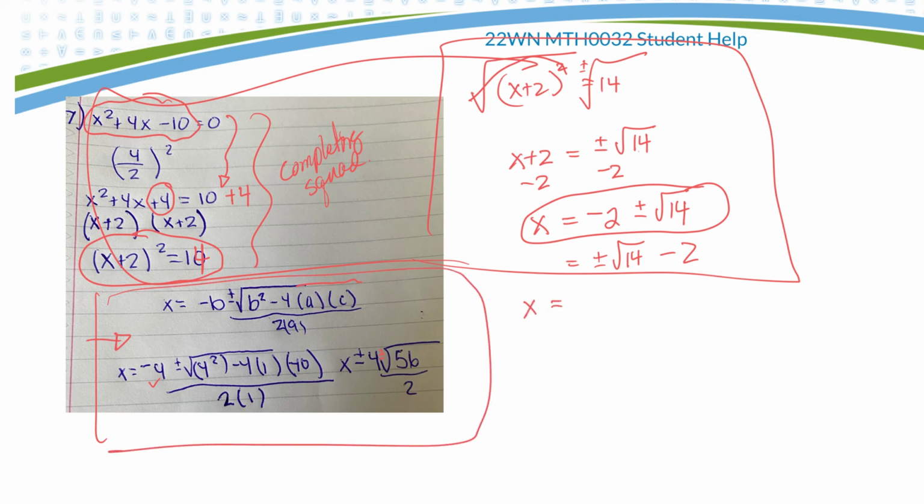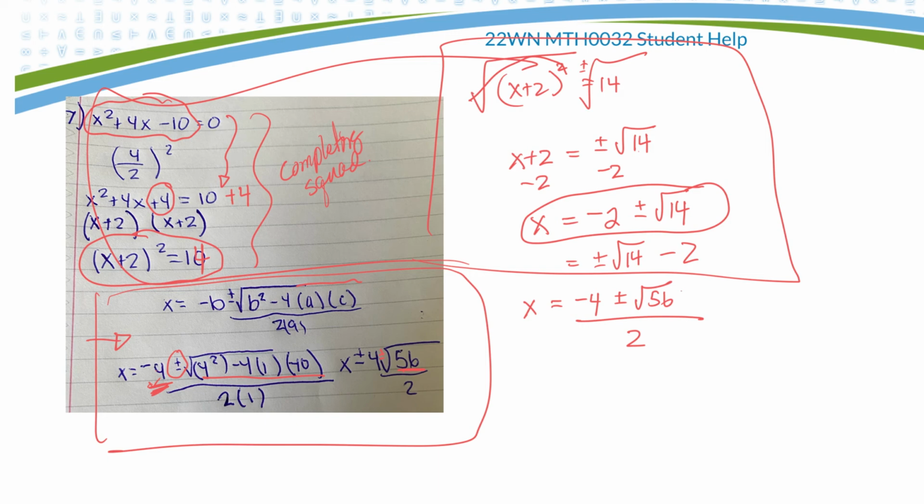So I have x is equal to minus 4 plus or minus the square root of 56 all over 2. Okay, so this thing is separate. Minus 4 plus or minus the square root of 56 all over 2.